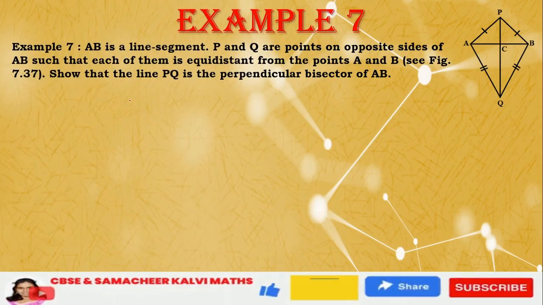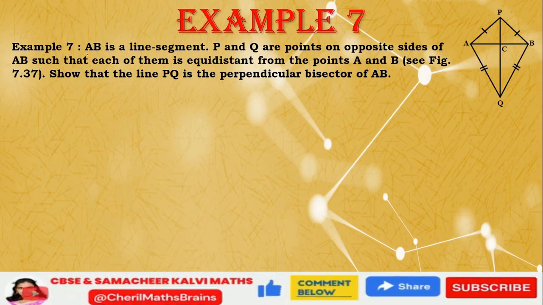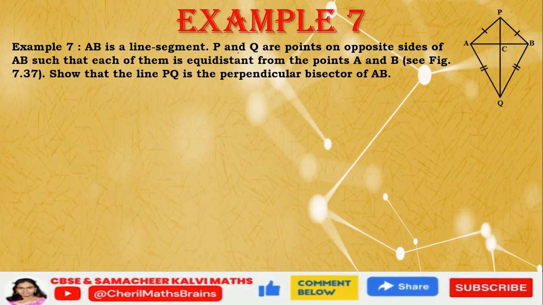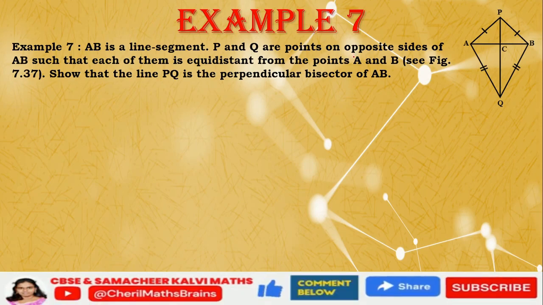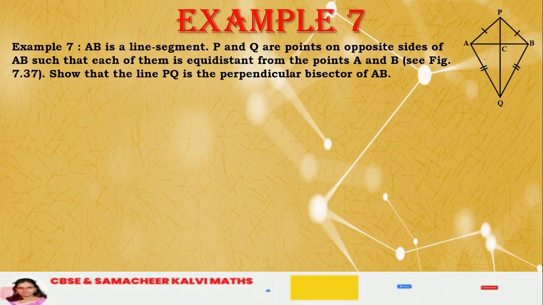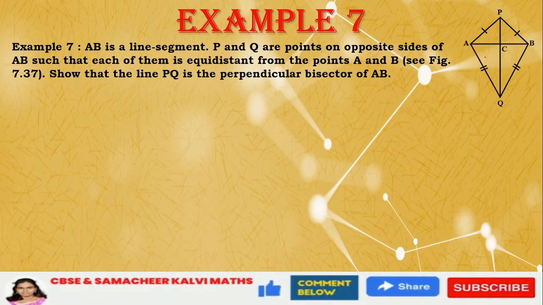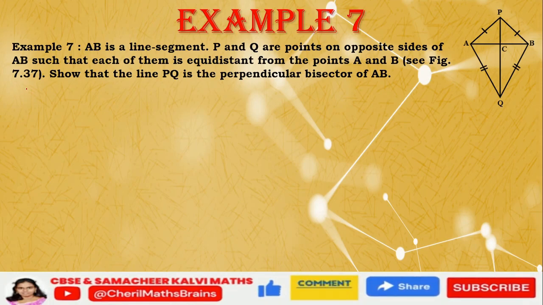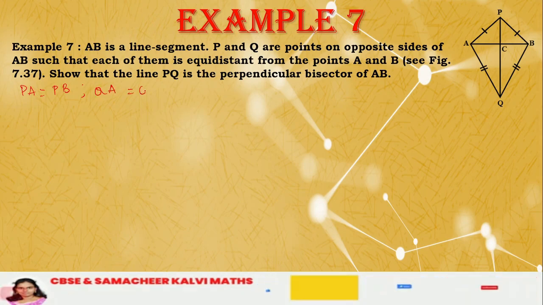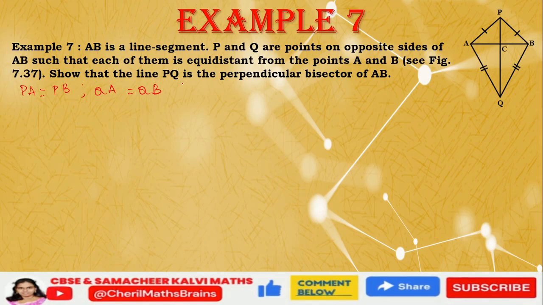So now let's look into the 7th example. We are given that AB is a line segment, and P and Q are points on the opposite sides of AB, such that each of them is equidistant from points A and B. So P is equidistant from points A and B, and Q is equidistant from points A and B, which means PA is equal to PB and QA is equal to QB. So that the line PQ is the perpendicular bisector of AB.